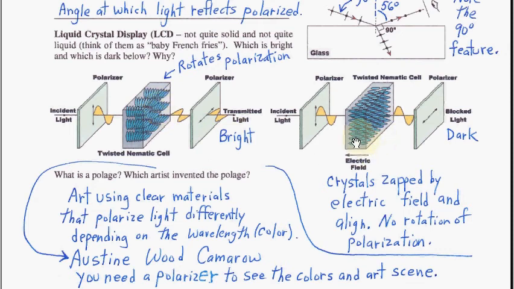Polage is the last thing we will look at. And for the polage, I will show you a nice picture of one. And here we go. There's the artist, Austine Wood Comarow, who invented the art form, polage, polarization, sort of like a collage. And this is really neat.